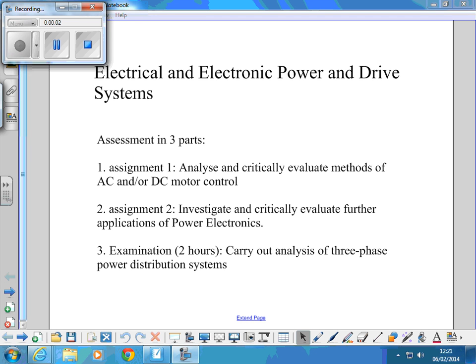Introduction to electrical and electronic power and drive systems. So the assessment for this is in 3 parts.